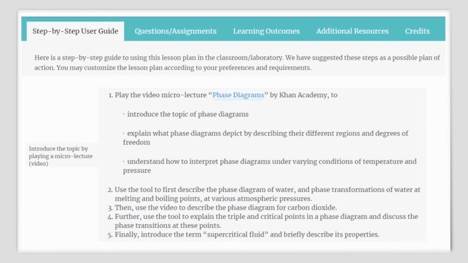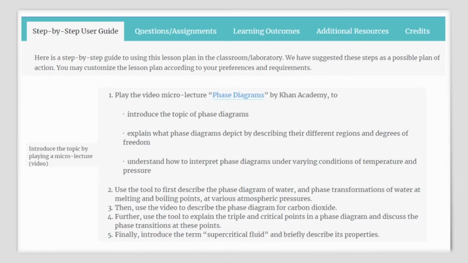Using this particular tool in your classroom, first describe the phase diagrams of water and phase transformations of water at melting and boiling points at various atmospheric pressures. Then you can use the video to describe the phase diagram for carbon dioxide. Note, both water and carbon dioxide are greenhouse gases. That is why we are choosing these particular examples.